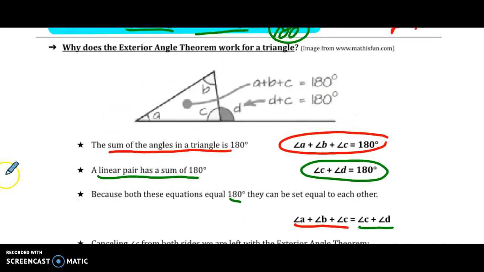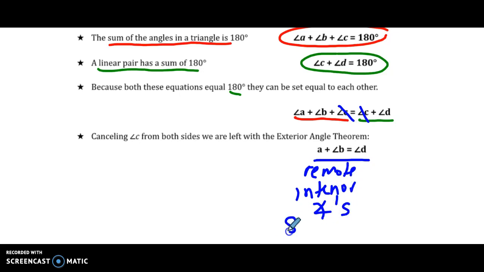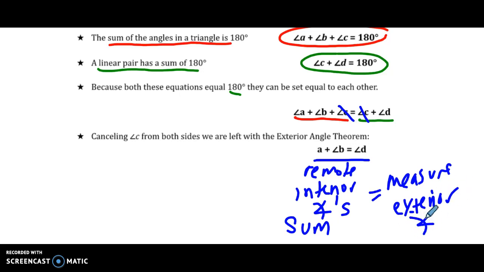And if we subtract C from both sides or eliminate C, we are left with the exterior angle theorem, where the sum of the remote interior angles equals the measure of the exterior angle. Okay. And that's it for this lesson. We will go apply this in the examples to follow.